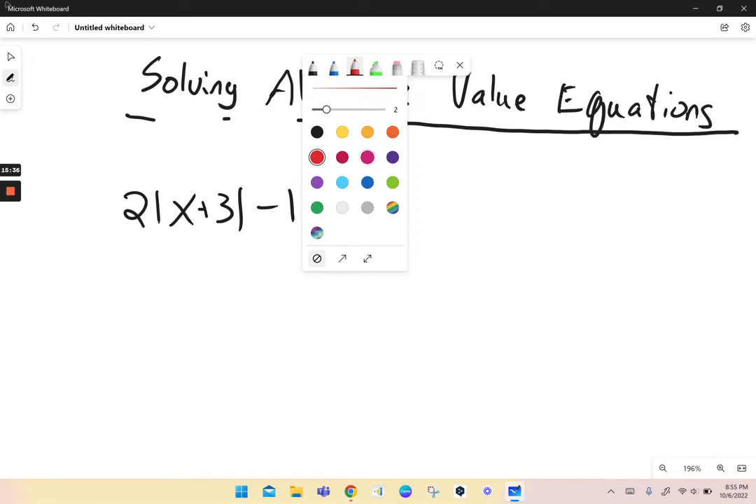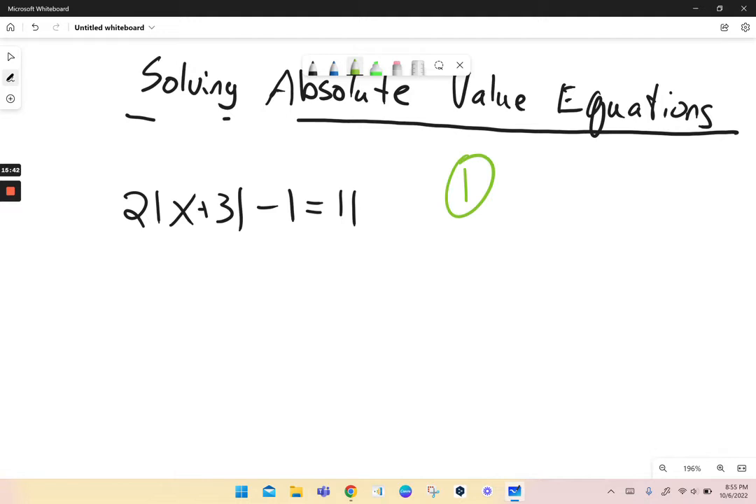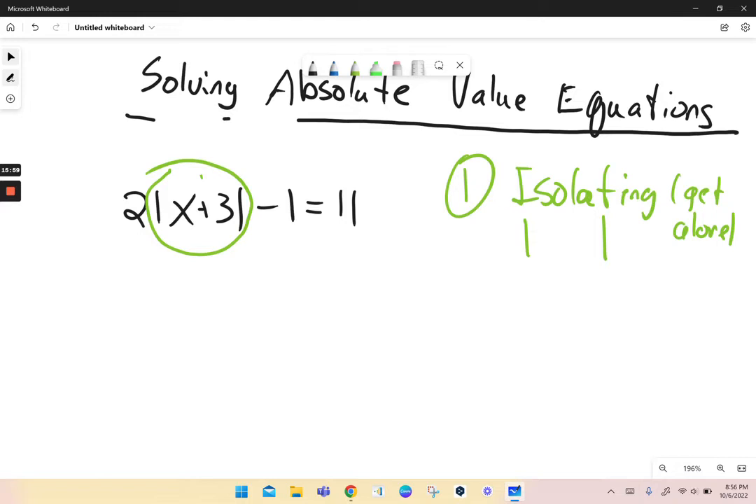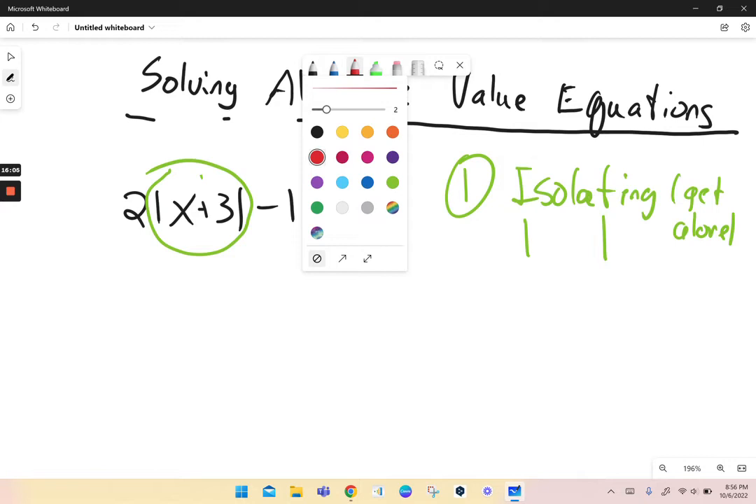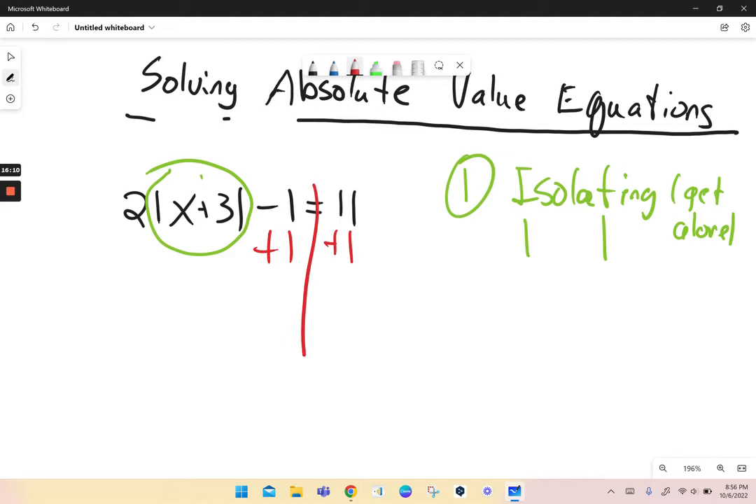When we're solving absolute values, one, we need to first start by isolating the absolute value. Isolate means to get alone or get by itself. And so we want to get this absolute value part by itself. And we're going to do our inverse operations just like if we were solving equations. So we're going to add 1 to cancel out the subtracting 1.